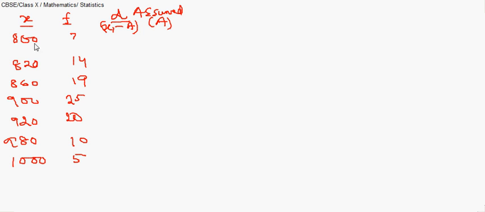For the first one, x minus a, if I am assuming a to be 900, 800 minus 900 is minus 100. Similarly, 820 minus 900 is minus 80, and then you go on doing that. So it is 20, then 40, and then it is 100. Here we'll later on find the summation of fd.